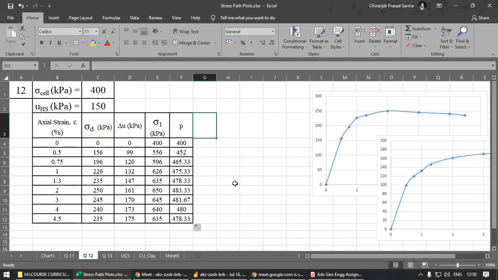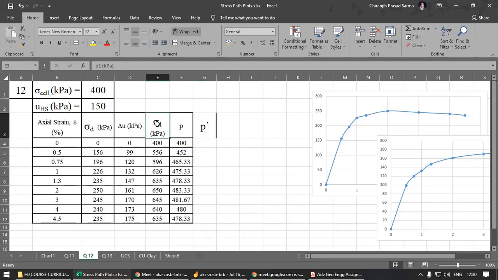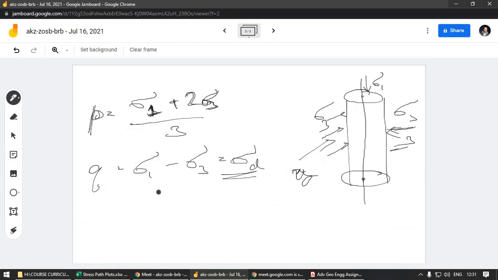Now I have to calculate P dash. So what is P dash? Insert symbol and dash, insert. Okay. So what is P dash? P dash is equal to P minus U. Okay, P minus U. That you have to keep in mind. So it is P minus U.